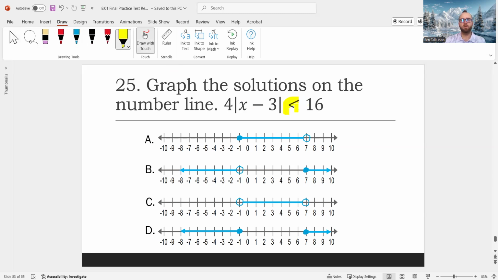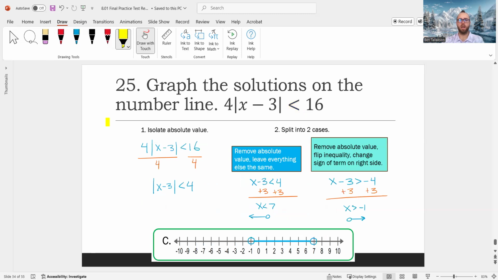It's all about this inequality sign. That is not or equal to, which means what? Open dots only, no filled in dots. So it has to be C because this is the only option with two open dots. But let's see how it became, because it's not always going to be that obvious, but that is something to look out for. Once again, isolate the absolute value.